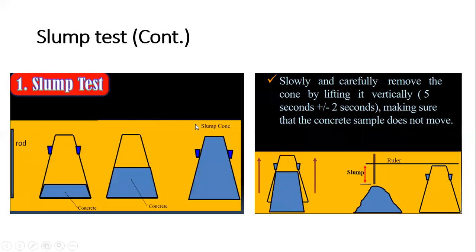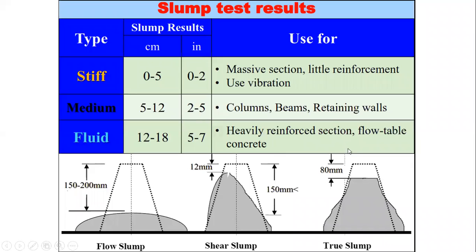So again, this is a diagram. Here, this is your rod and this is your concrete. In the first layer, you have to tamp this concrete 25 times using this rod. And this is your second layer of concrete, then finally the third layer. When you remove this hopper, the concrete will settle under its own weight. You have to place a ruler here, and then measure this vertical settlement with the help of a scale. That vertical settlement is nothing but your slump.